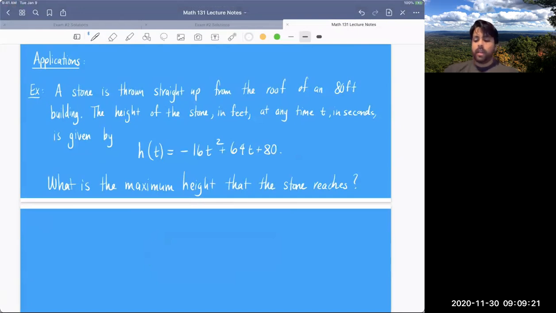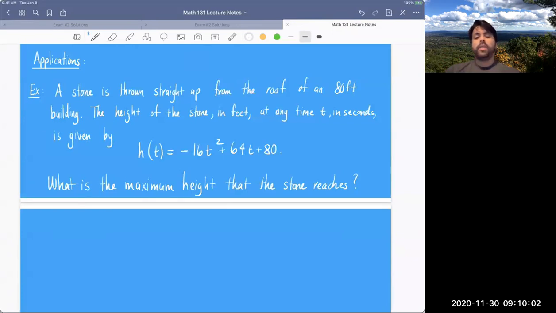So, do you guys remember how we would do it? Yeah, you would have to find the vertex of your parabola by finding the axis of symmetry. So it was a long step process, right? You first find the axis of symmetry, plug in the axis of symmetry into your function, find the y value, and that y value would be the corresponding height.